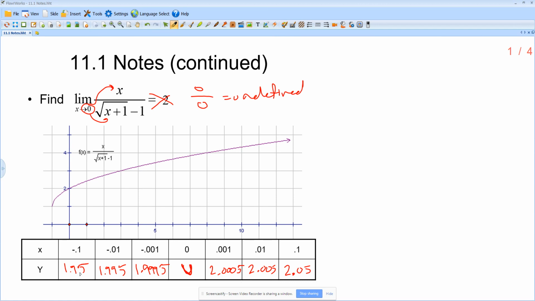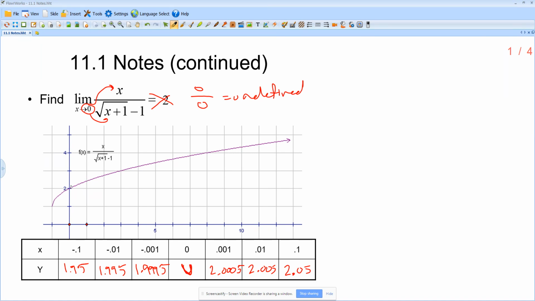So you can see in this table, then we'll get to the graph, I'm going 1.95 and I'm increasing and increasing and increasing. And then I hit undefined. And then I just sort of jumped right over 2 and went to something super close to 2. So from the right and from the left, I'm getting closer and closer to 2.